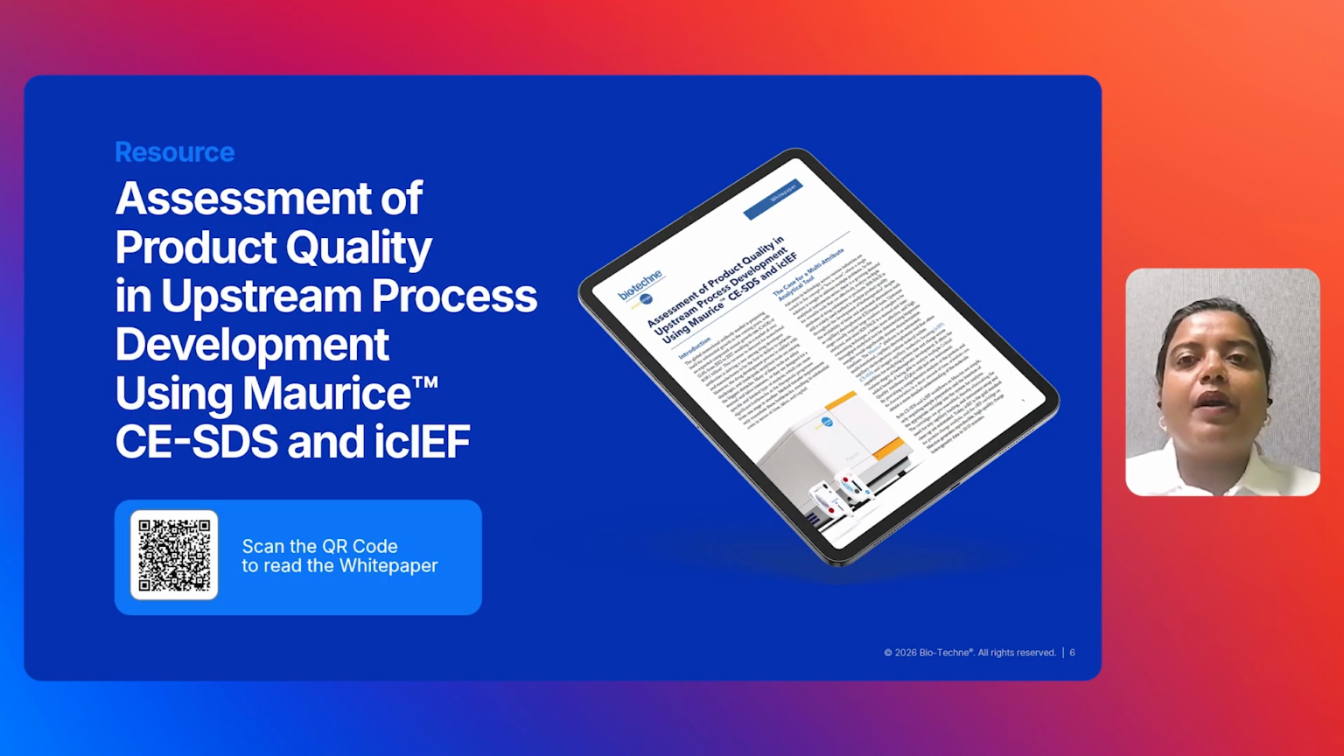Here and in the next few upcoming slides, I will discuss our recent application note on assessment of product quality in upstream process development using the Maurice platform. In the study, a HEK293 clone producing a monoclonal human antibody was grown in suspension with varying ratios of free L-glutamine and N-L-glutamine in the media. After the cell culture, the conditioned media was harvested for purification, and protein G purified mAb samples and their corresponding cell supernatant were then analyzed on our Maurice system for both CE-SDS and cIEF cartridge. I'll be discussing a few highlights of these app note datasets.